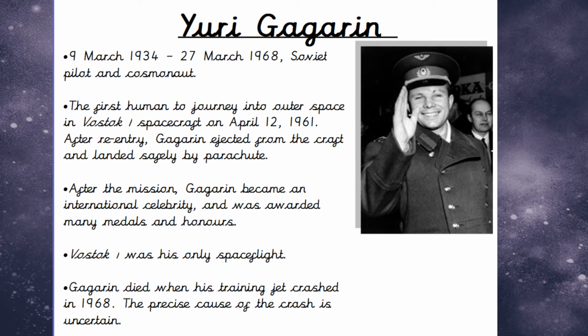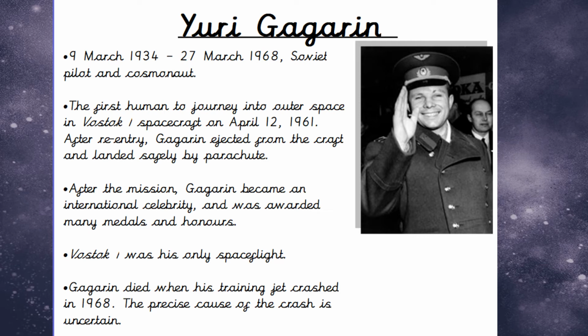Let's find out about Yuri Gagarin. He was born on the 9th of March in 1934, and he lived until the 27th of March 1968, so he was only about 34 when he died. He was a Soviet pilot and a cosmonaut, so it's kind of a mixture of an astronaut and someone who studied the stars and the planets. The first human to journey into outer space. Now, he travelled into outer space on April the 12th, 1961 in a spacecraft.